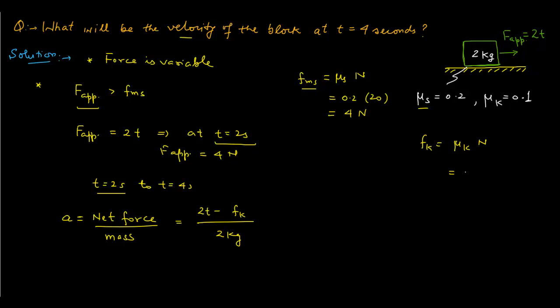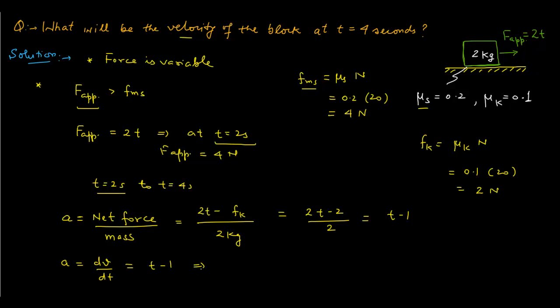So mu k is 0.1, N is 20, so this force is 2 Newton. So we will write (2t minus 2) divided by 2, and this gives us t minus 1. Also we know that this acceleration a is the rate of change of velocity with respect to time, and it is equal to t minus 1.